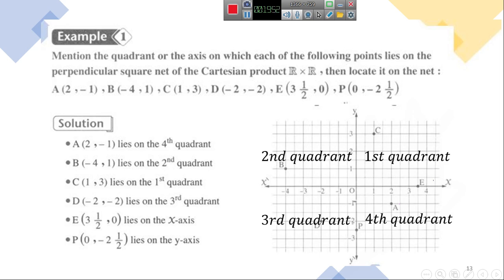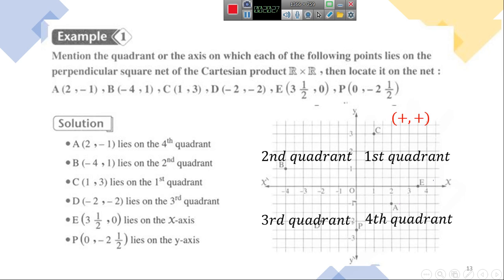By the way, let me tell you how to figure out in which quadrant each point is located, without graphing any point. In the first quadrant, all the points have both x and y positive. Any point like point C, for example (1, 3), is located in the first quadrant because x and y are both positive.